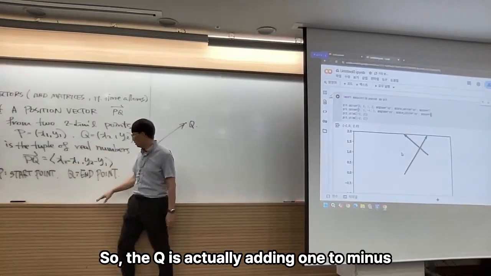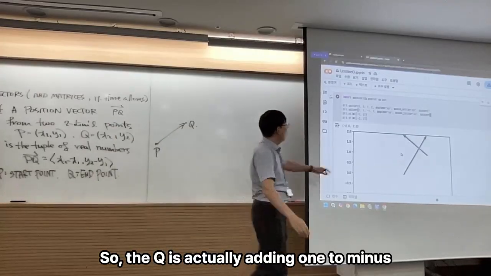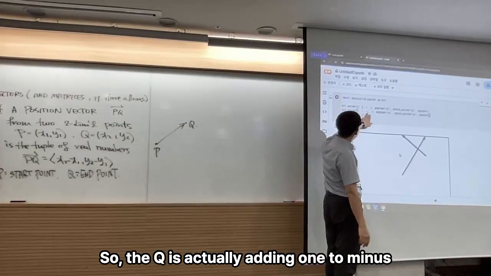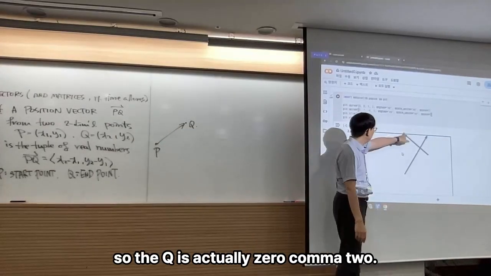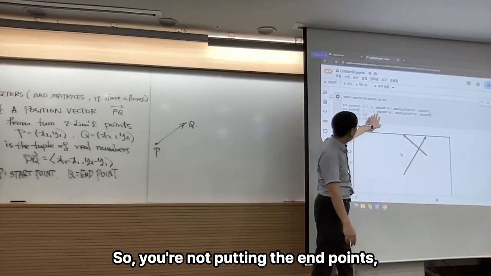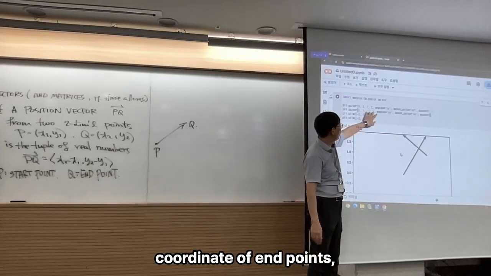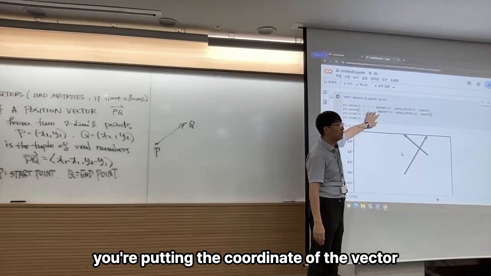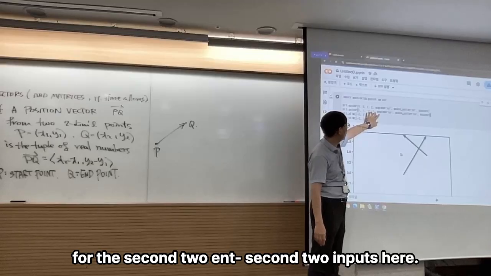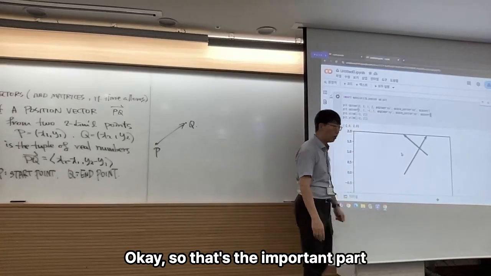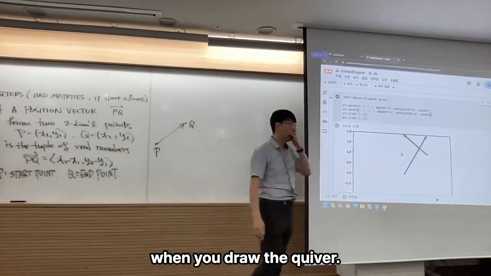So Q is actually adding minus 1 to 1 and 1 to 1. So Q is actually 0, 2. You're not putting the coordinates of the endpoint, you're putting the coordinates of the vector for the second two inputs here. Okay, so that's the important part you have to remember when you draw the quiver.